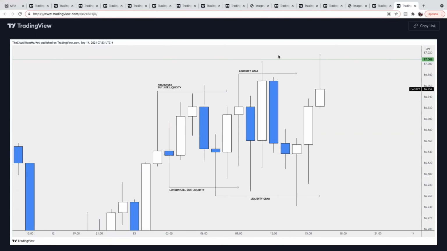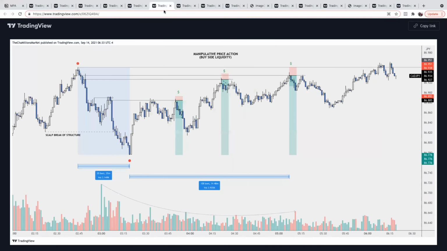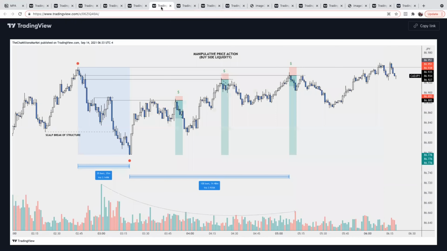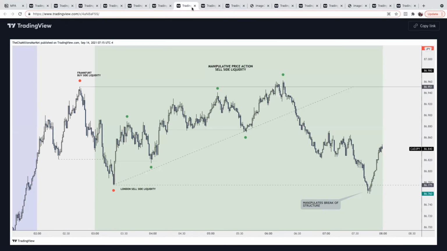I hope you enjoyed that. Manipulative price action, just going through the buy side liquidity, and also from there how price shifted and then ran the sell side liquidity. Also discussing the different trade methods that traders can use within this and how it was essentially manipulating any strategy that you could have had, from volume to momentum to trend lines to patterns. It was just pretty much manipulating everything.